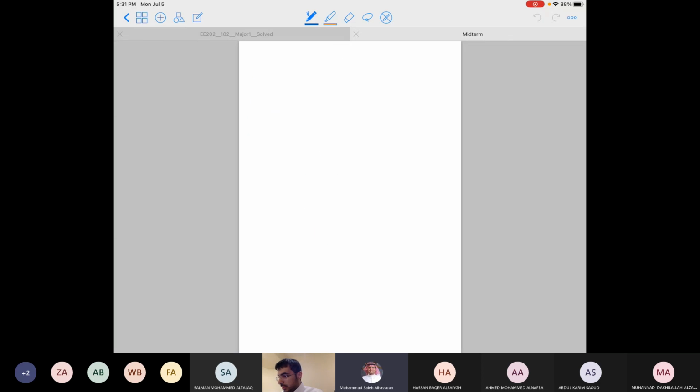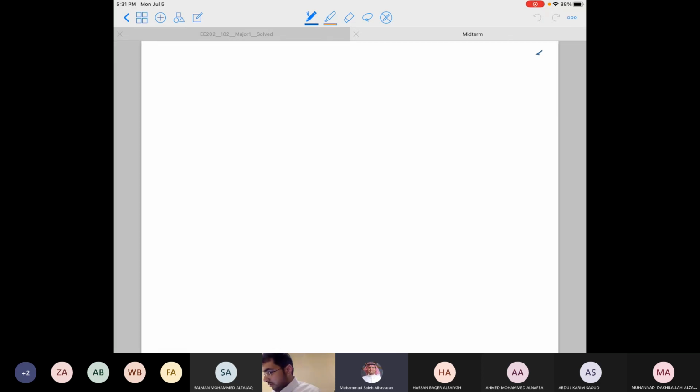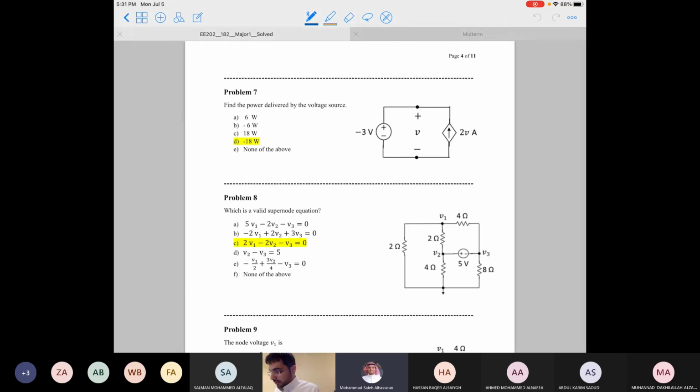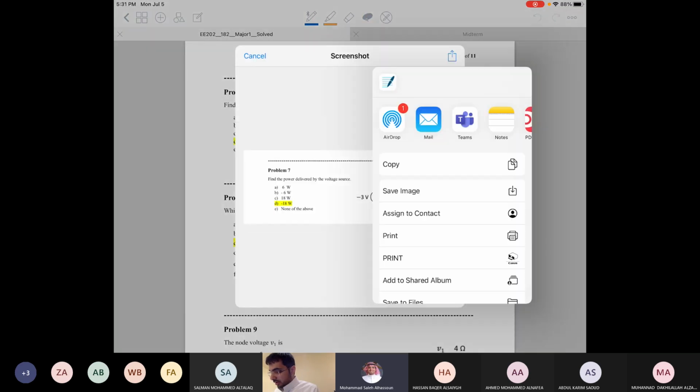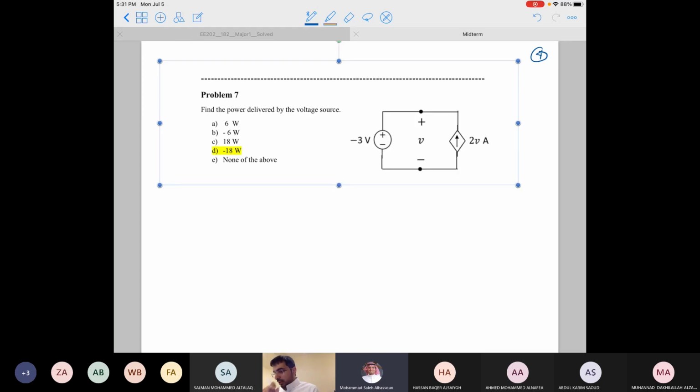So let's try to, this is 2, this is 4. Okay, let's try to solve the following problem as well. We're asked to find the power delivered by the voltage source.